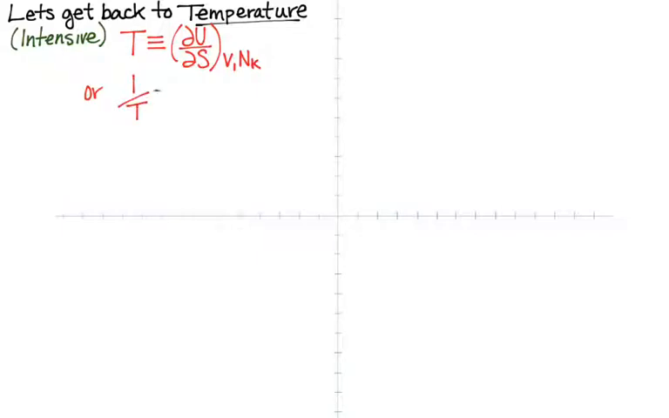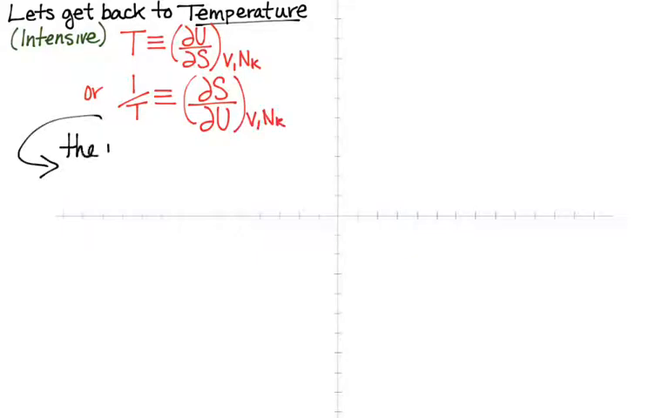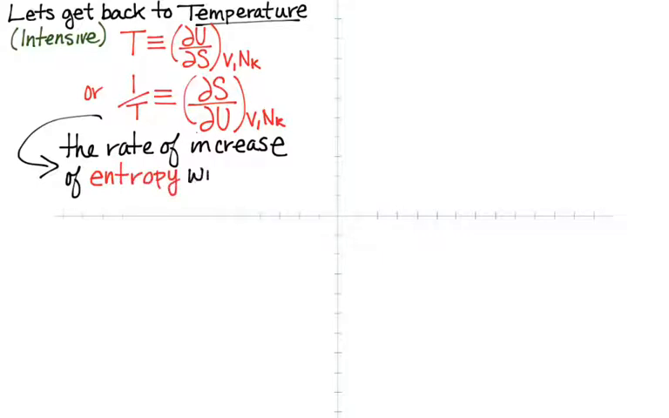So if I flip temperature, because this is a partial differential, I can flip the partial differential the opposite way, and 1 over T will be the partial change in entropy with respect to the partial change in internal energy. Curious thing about this is that 1 over T is basically a rate of increase of entropy with respect to a change in internal energy. So how does the spread, the distribution of energy, which is called entropy, change with respect to the total amount of energy changing in the system? That's 1 over T.